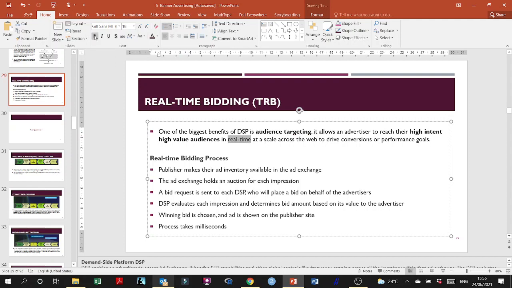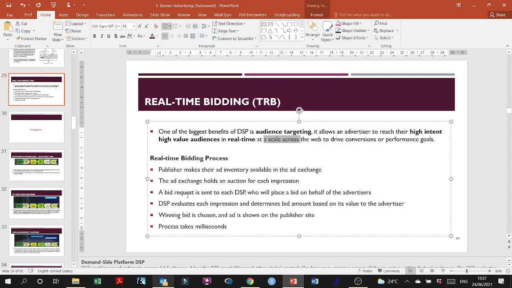What does at a scale mean? If you remember when we talked about the video network, the YouTube, basically always at a scale across the web to drive conversions or performance goals. So, real-time bidding process. Let's talk a little bit about the process. First of all, the publisher makes their ad inventory available in an ad exchange. A visitor comes. So the ad exchange holds an auction for each impression when the impression comes.